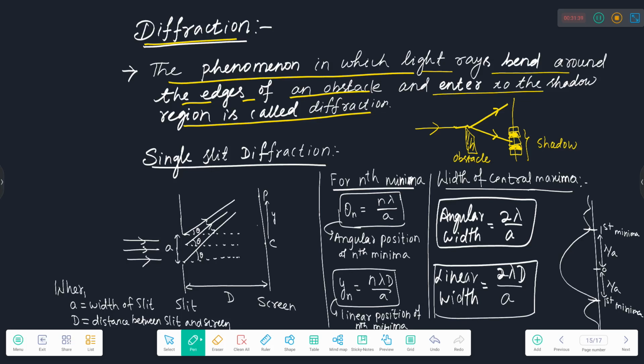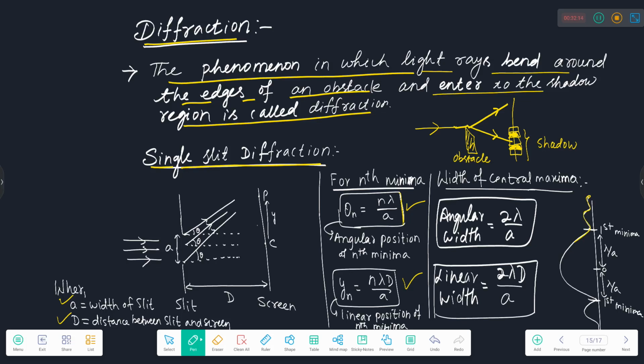Now next is single slit diffraction. If I am considering a single slit here, whose width is a, the experimental setup will be like this. Where a is basically the width of the slit and D the distance between slit and screen. So for nth minima, which means dark condition, sin theta n equals n lambda by a, and if you multiply by D it becomes the linear position.